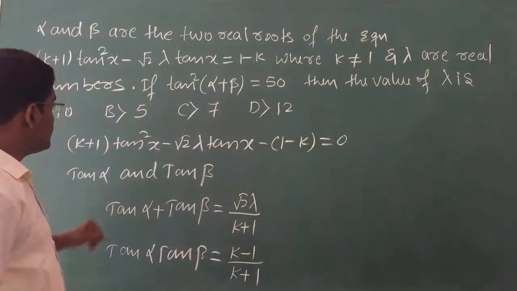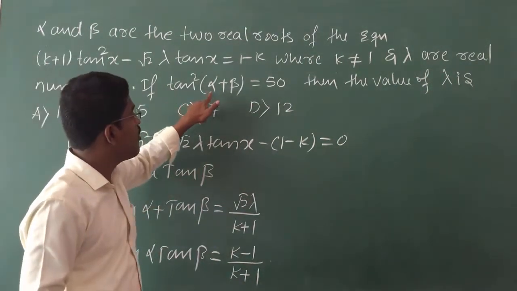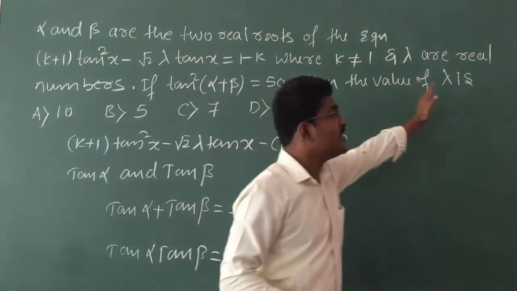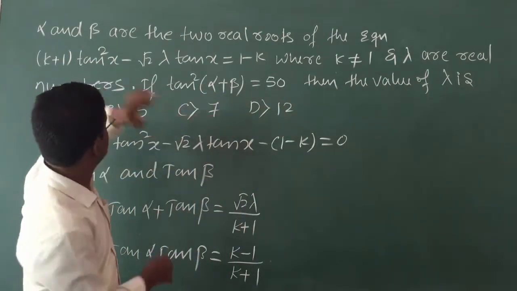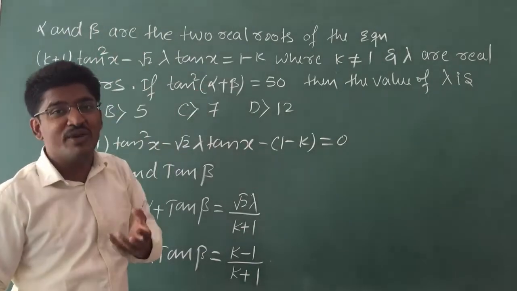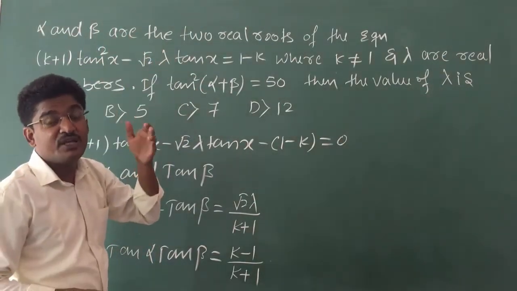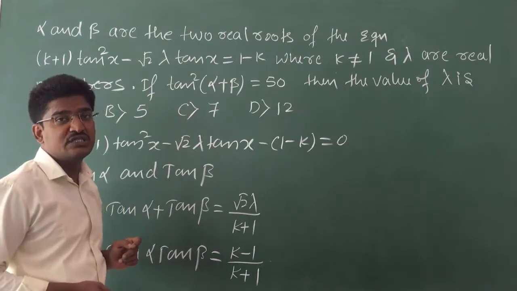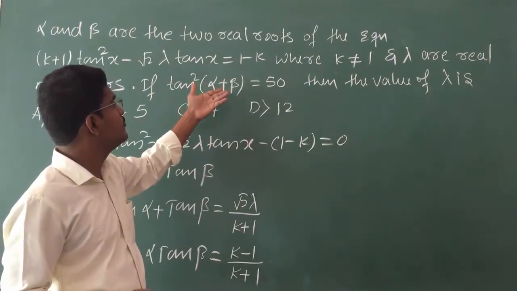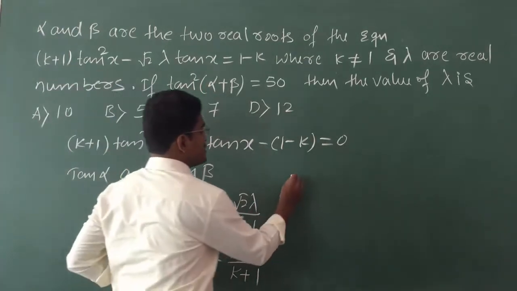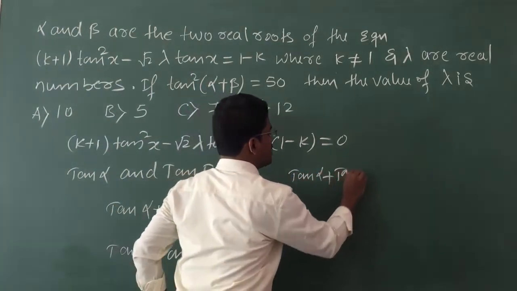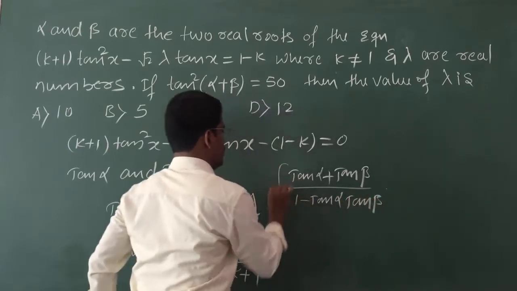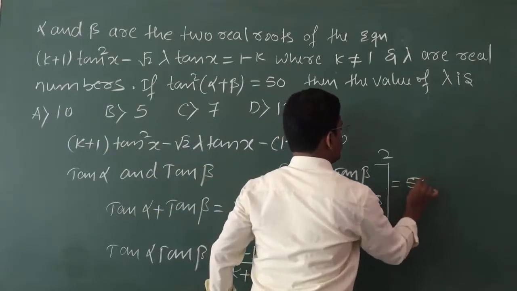After this they have also given one condition, that is tan square of (alpha plus beta) equal to 50. If you want to find the value of lambda, you have to use this condition with the algebraic equation. This condition is from the trigonometry chapter and these two values are from the algebraic chapter, so they are linking two chapters, trigonometry and algebraic equations. Let us use the trigonometry formula: this can be written as (tan alpha plus tan beta divided by 1 minus tan alpha into tan beta) whole square equal to 50.